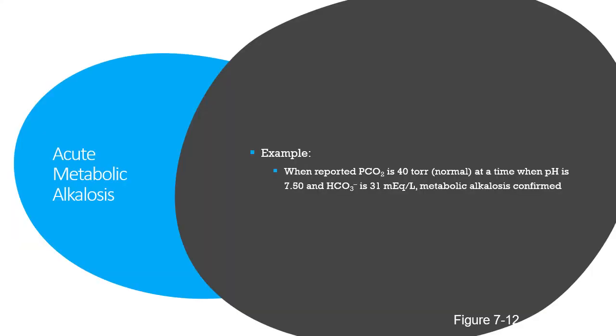Let's talk about acute metabolic alkalosis first. Acute metabolic alkalosis is metabolic alkalosis that has just happened. The respiratory system has not had time to compensate. For example, when the reported PaCO2 is normal, 40, at a time when the pH is 7.50, raised, greater than 7.45, and the bicarb is 31, greater than a normal of 28, metabolic alkalosis is confirmed.